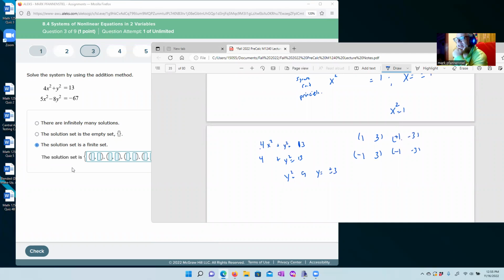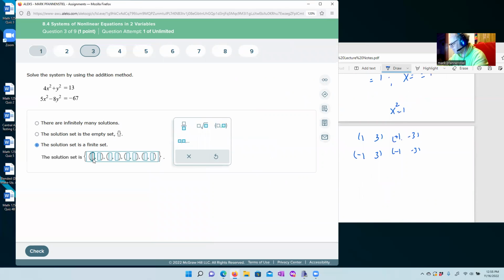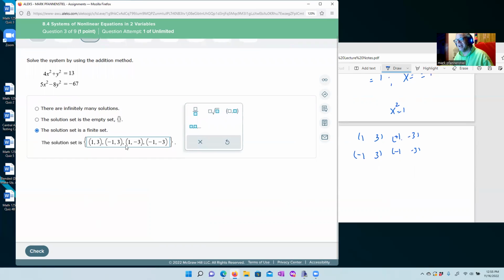So we have 1, 3. I use the tab button, I hope. Negative 1, 3. 1, negative 3. Does it matter which way you put this in? Not to me. Probably not to Alex either, because there's no real good way of saying this. Just make sure we got them all in there: 1, 3, negative 1, 3, 1, negative 3, negative 1, negative 3. Any way you want to track that is just fine.